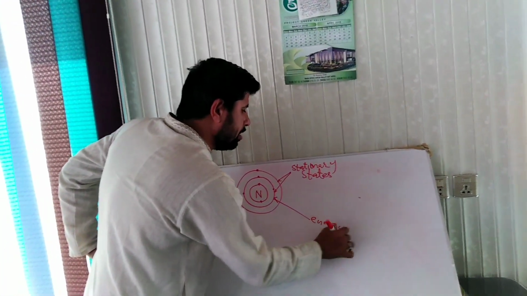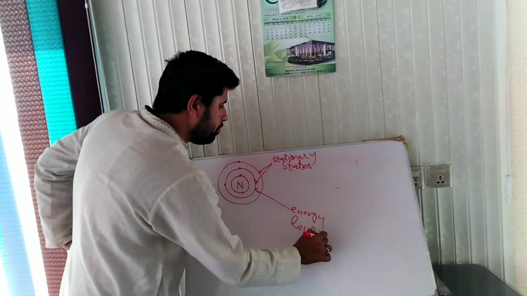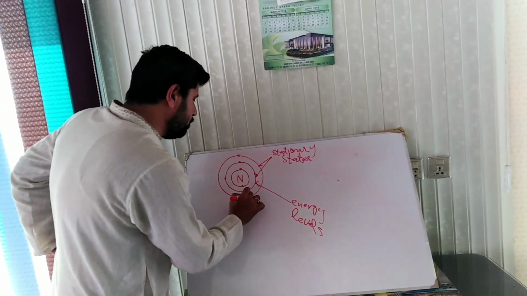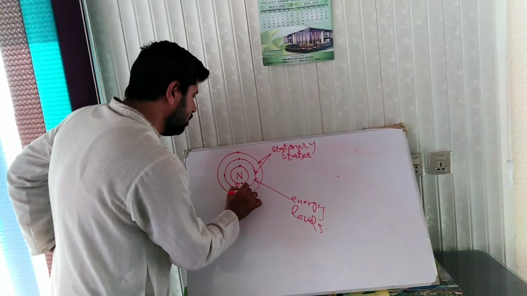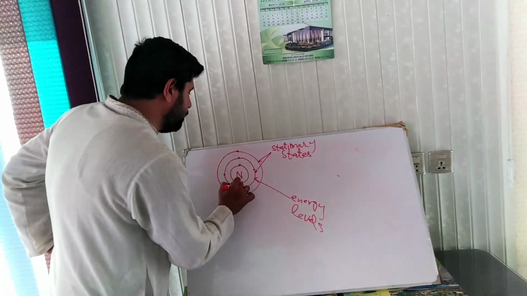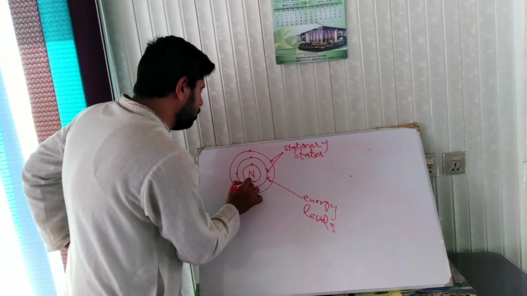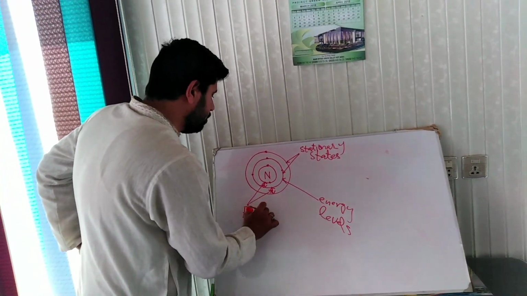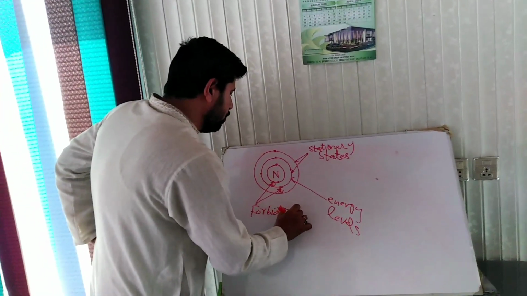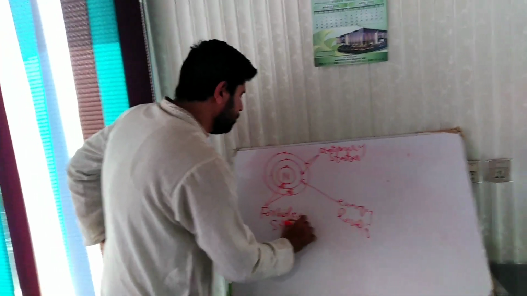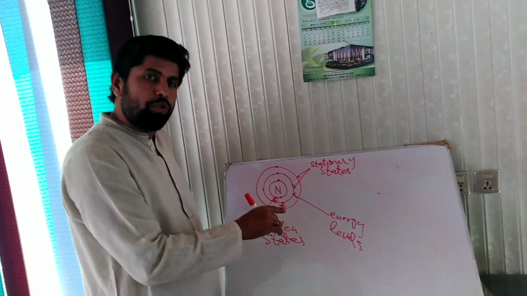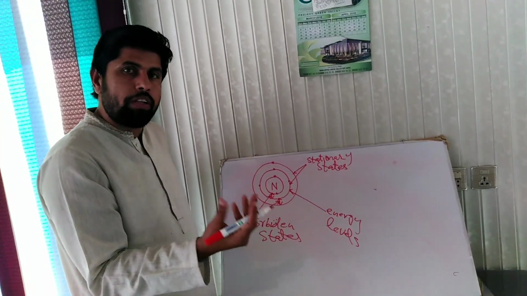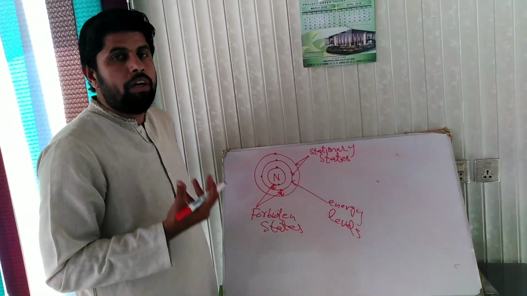The space between two energy levels like this is called a forbidden state. So an electron cannot sit between two states, which we call forbidden states.